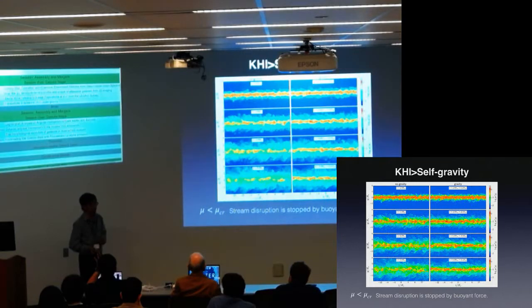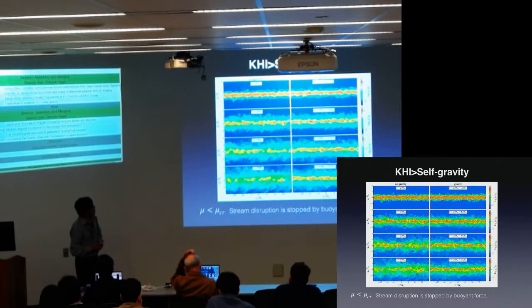On the other hand, if your time scale for the KHI to grow is faster, then the stream will get disrupted. However, you can see the effect of gravity. The left panel is the no gravity run, the right panel is the one with gravity, and you can see that the stream remains kind of intact.